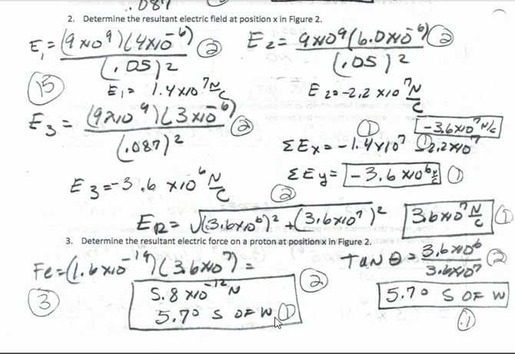Okay, so how do I get from there to newtons? Well, if my electric field is 3.6 times 10 to the 7th newtons per coulomb, all I do then is take the charge of my proton and multiply it by that electric field's value, and I get electric force. Remembering that electric force is electric field times charge.